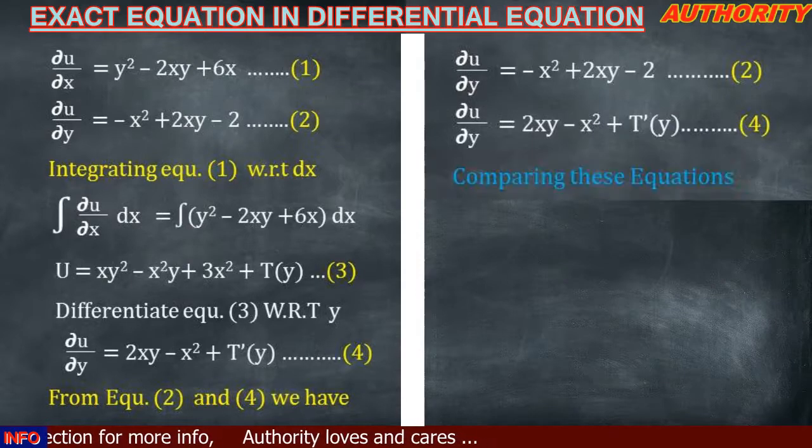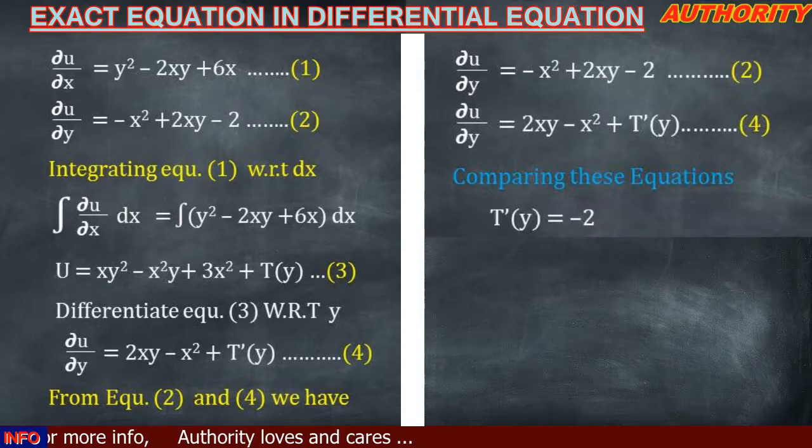So let's compare these two equations. Let's see how they look alike. Comparing equation 2 and equation 4, we see that we have the same partial derivatives and we have the same minus x squared and the same plus 2xy, and then the slight difference is minus 2 and t prime of y. So we can say that t prime of y is equal to minus 2.